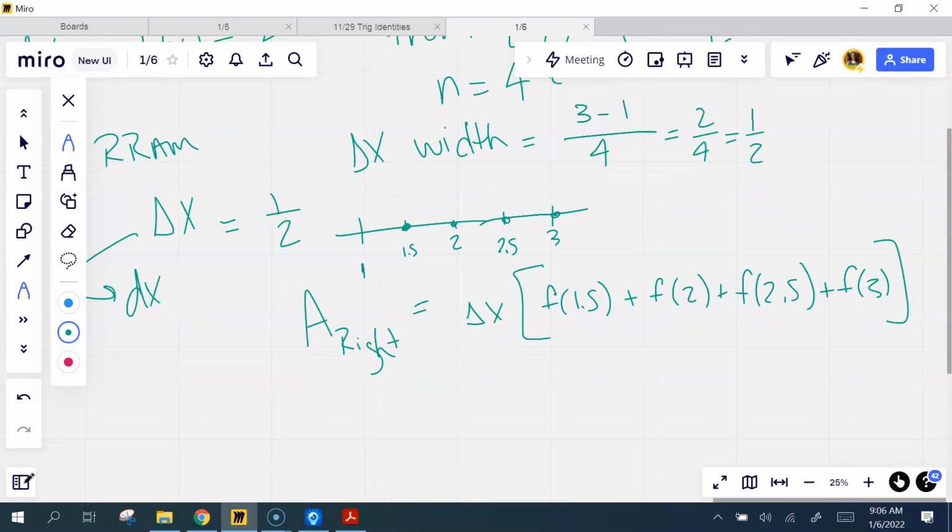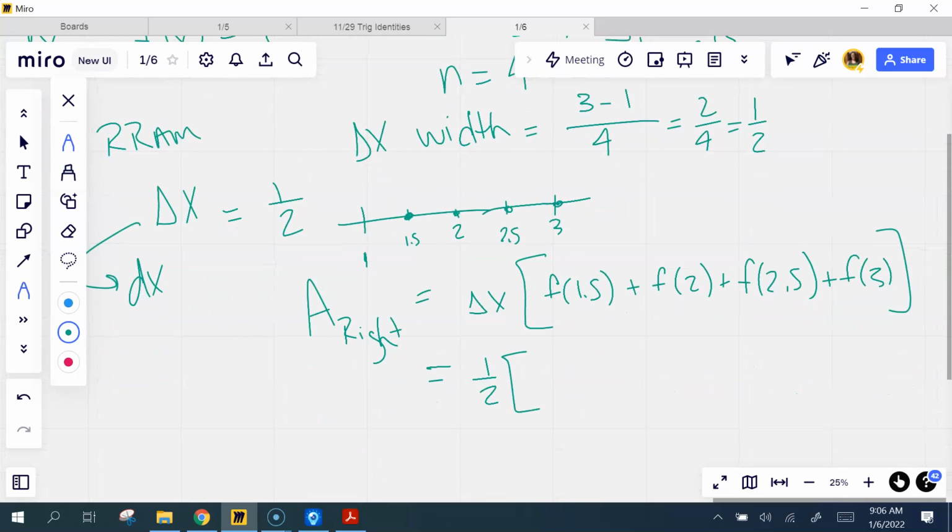Right? And so this is the same thing you were doing with the table. You're just coming up with it this way instead. So to find this area, I'm going to do 1/2 times, well, remember, it's e to the x, so it would be e to the 1.5 plus e squared plus e to the 2.5 plus e cubed.